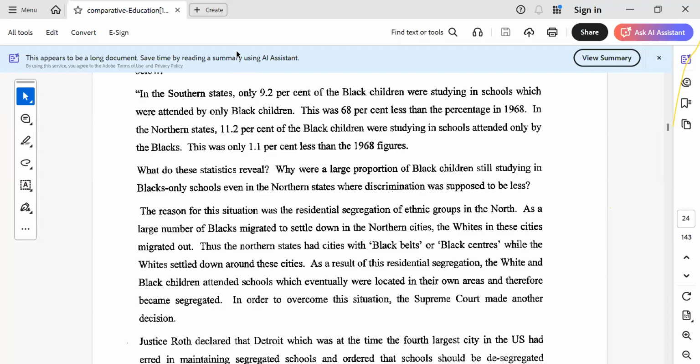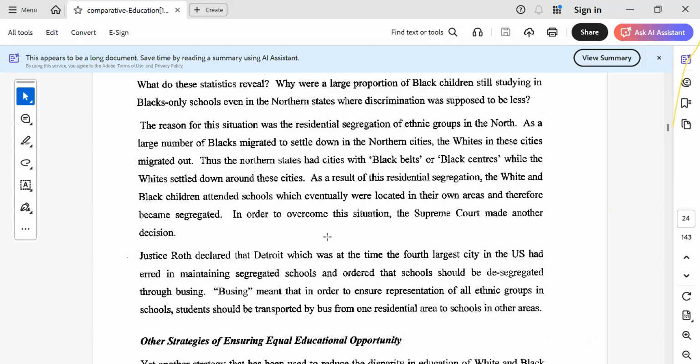Blacks-only schools they have to attend. So with residential segregation, even though they migrate to another place, they have to be with their own people. They don't want to mix. Because of that, the state realized that the people are not going to mingle. So what is the next step of the state? They made a new decision.